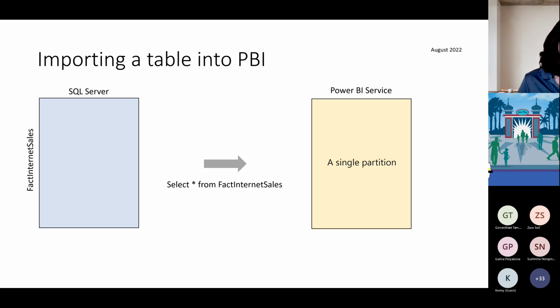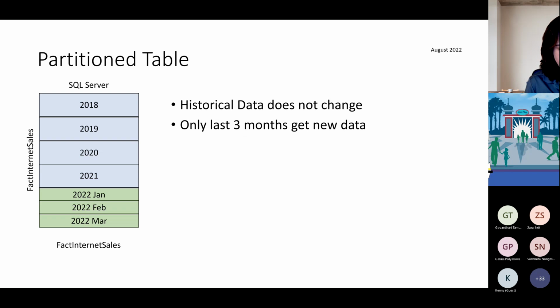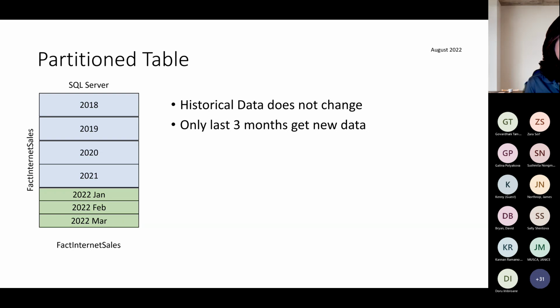So let's say you have the fact internet sales and you haven't done anything as far as partitioning, incremental refresh, or anything like that. When you submit a refresh from the Power BI service, it will submit a query and it will load all of that into one single partition. So if you look behind the scenes, you're going to see that it creates one partition for all of internet sales. Now, what is incremental refresh? With incremental refresh, you can say, okay, I know that my data, all of my data, doesn't change all the time.